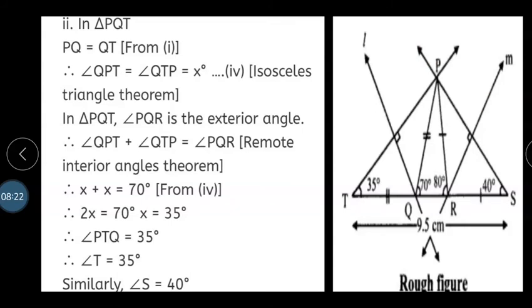So, as you can see, this was 70 degree. These two angles have become 35. Similarly, this is 80 degree. So obviously, students, how much this will become? This will become 40 and this angle will also become 40.